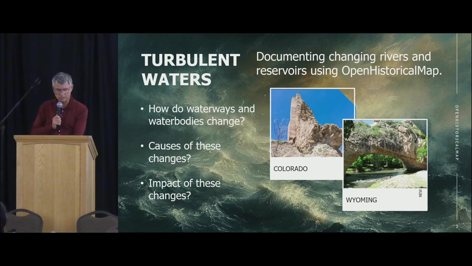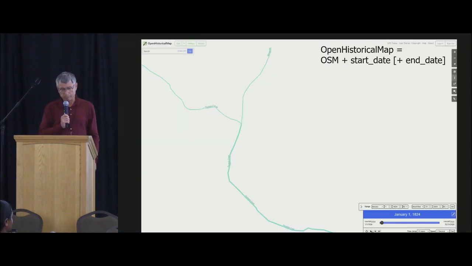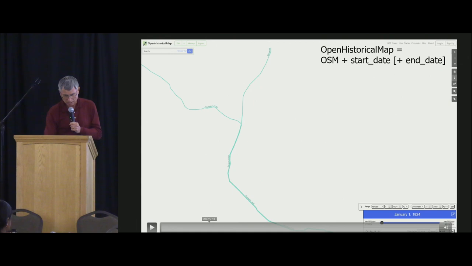So, all right, basically Open Historical Map is OpenStreetMap. They're pretty much the same. It's the same user interface. The big difference is that OSM does not have the, well, it does in some cases, but Open Historical Map has a start date and an end date if the item is no longer around. And with those two tags, you can do quite a bit, including animations such as this one.